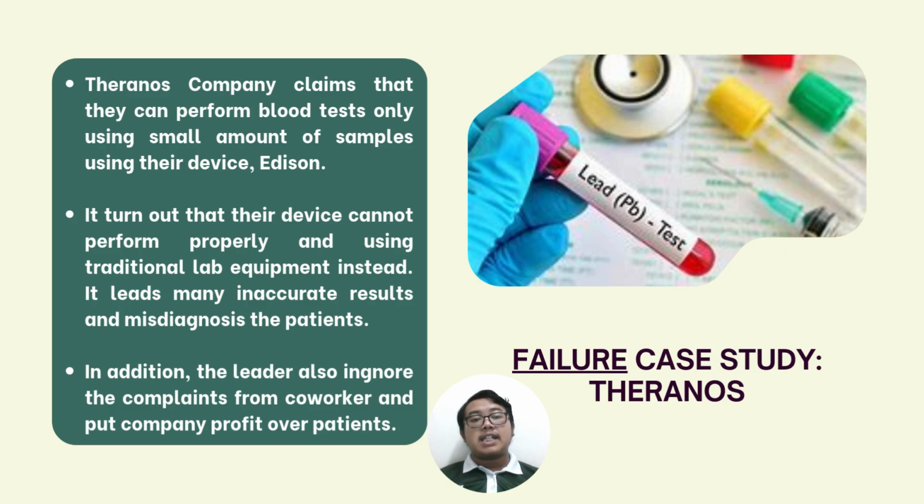Next is a failure case study, Theranos. Theranos is a company that claimed they could perform blood tests using only a small amount of sample with their device, Edison. But it turned out that their device could not perform properly and they used traditional lab equipment instead. It resulted in many inaccurate results and misdiagnosed patients. In addition, the leader also ignored complaints from coworkers about the device Edison and put company profit over the patients' health.